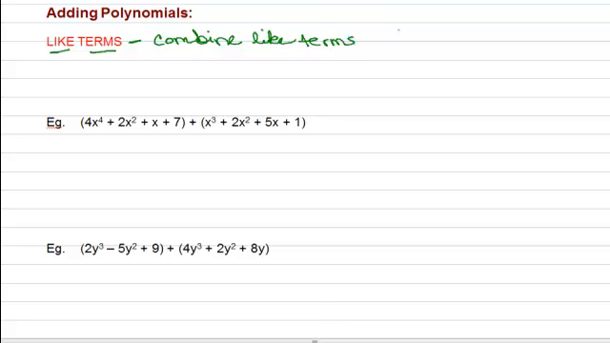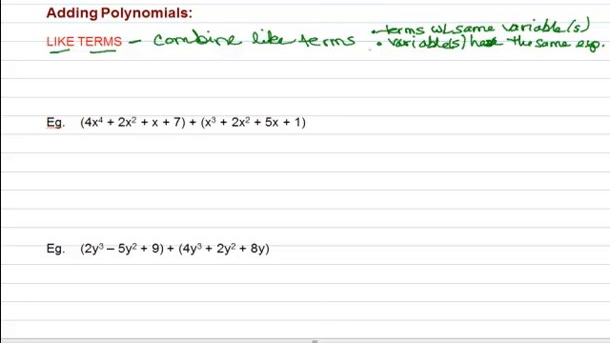We identify like terms as terms with the same variable or variables, and those variables have the same exponent. So these are the two key points when we're trying to identify like terms.